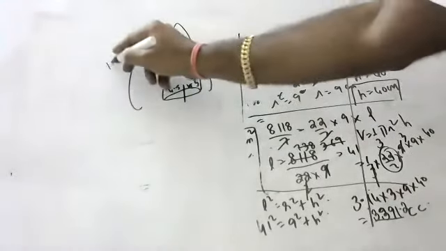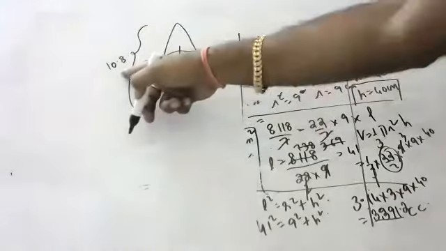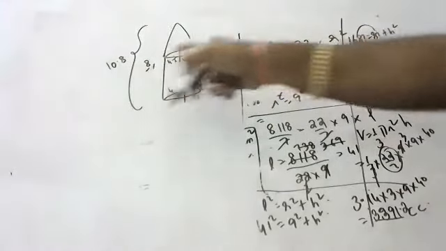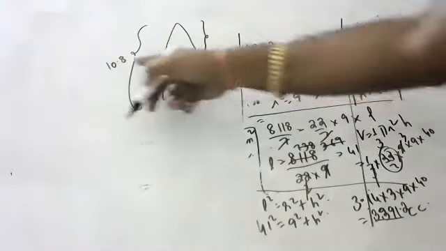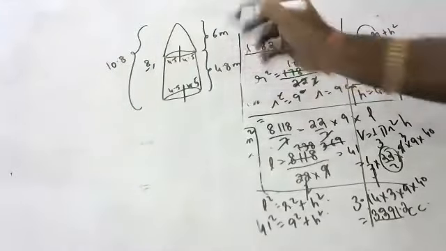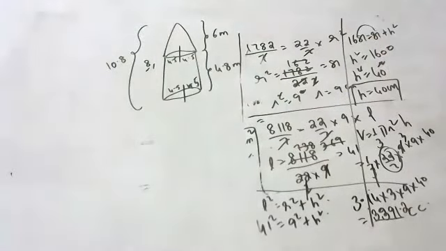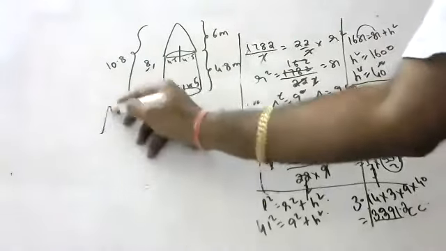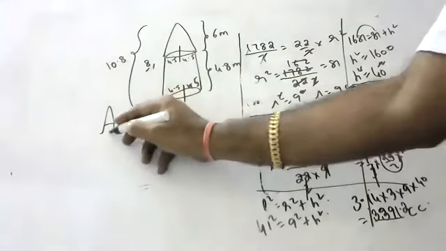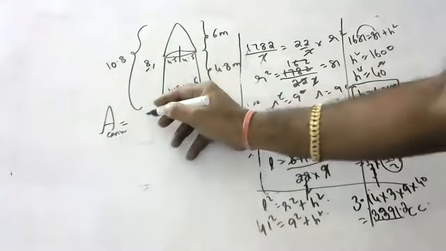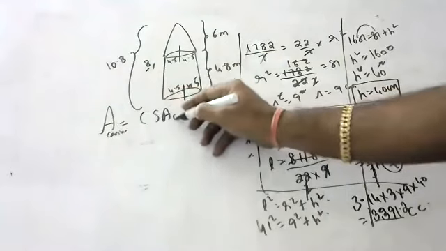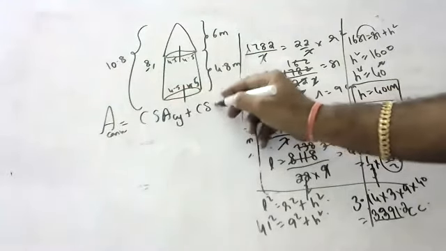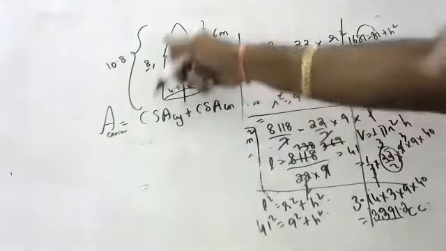And the total height of the tent is 10.8. If this is 10.8, remove 4.8. How much will it become? 6 meters is the height of the cone. The question is, find the canvas required to make the tent. Find the area of the canvas. What will you do, Saisha? Area of canvas means CSA of cylinder plus CSA of cone. This CSA plus this CSA.